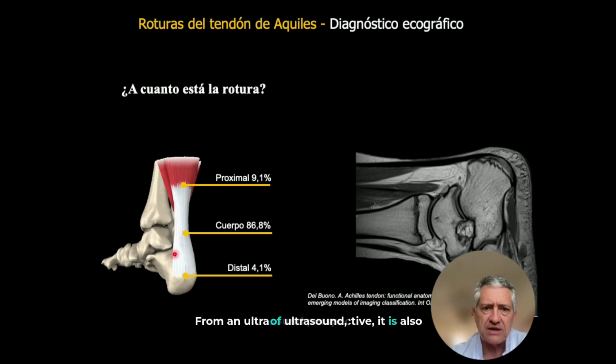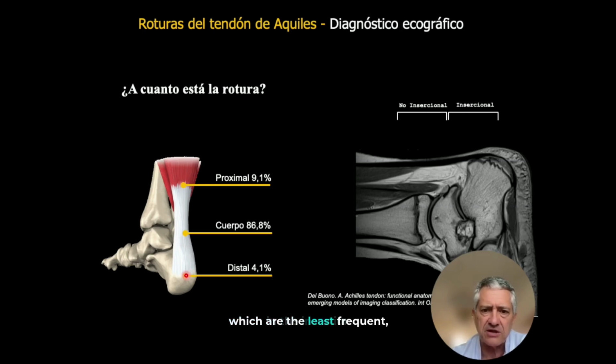From the point of view of ultrasound, it is also important how far the rupture is, because it will often determine different treatments. Thus, we clearly differentiate ruptures in the insertional or distal portion, which are the least frequent, from ruptures in the body itself, which are by far the most frequent, and from proximal ruptures that occur in the already intramuscular area, that is, where we still have a component of the soleus that will make the retraction of the tendon much less.